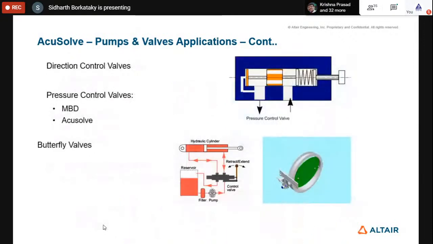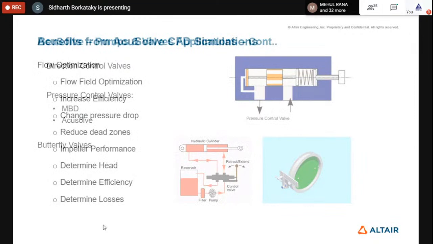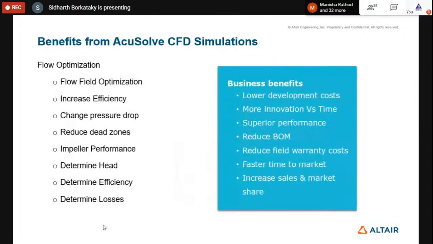So this is how the pumps industry uses CFD's features to solve their problems, as well as for valves, whether it's a DCV valve, a PCV valve, or a butterfly valve. So there is effective use of the software in design. These are some of the benefits people worldwide are getting by using our finite element based code.